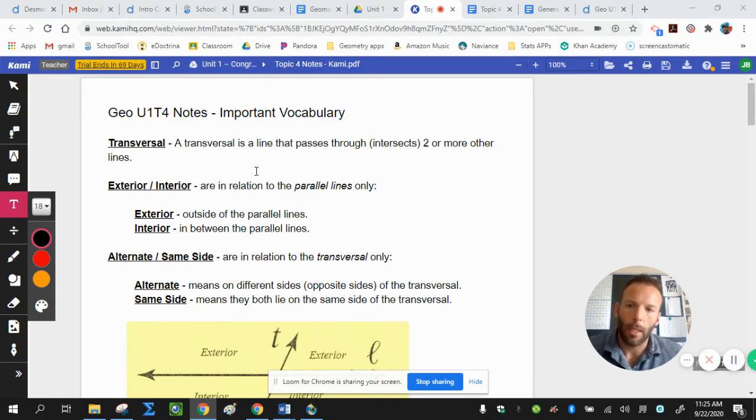What we're talking about today is parallel lines and the angles that are created when you have lines that are parallel. If you have two lines that are parallel, they should never intersect, so they would never make angles. But a transversal is a line that passes through or intersects two or more lines. So the transversal is what is going to create our angles.